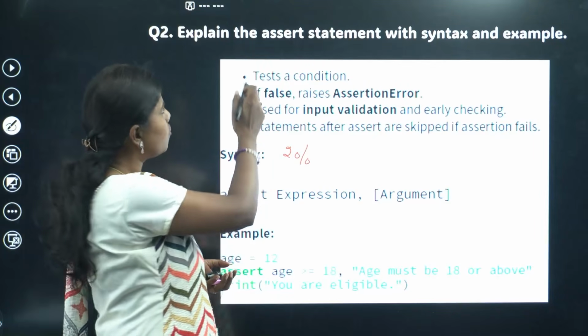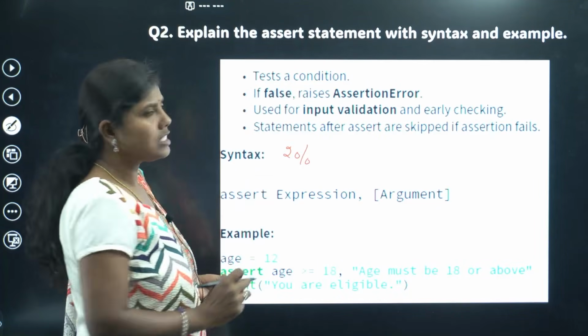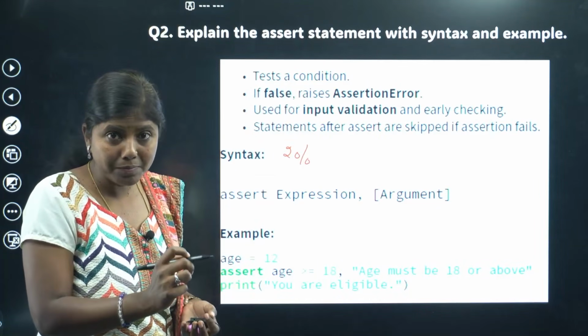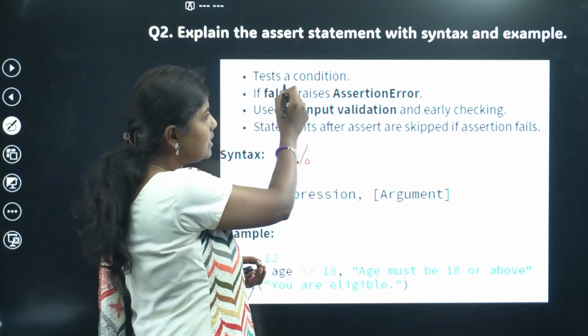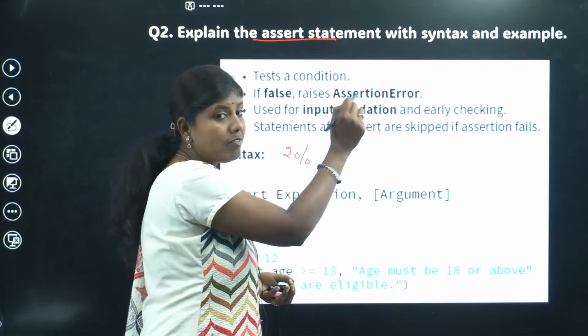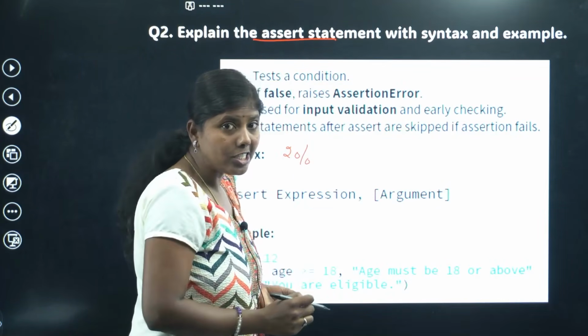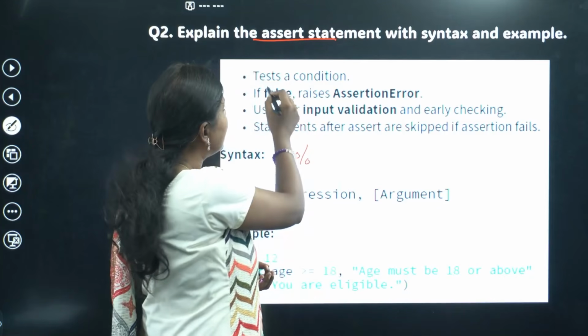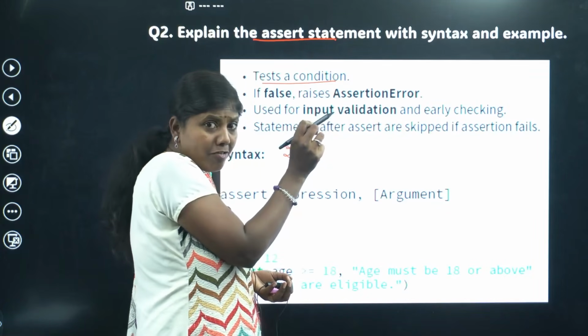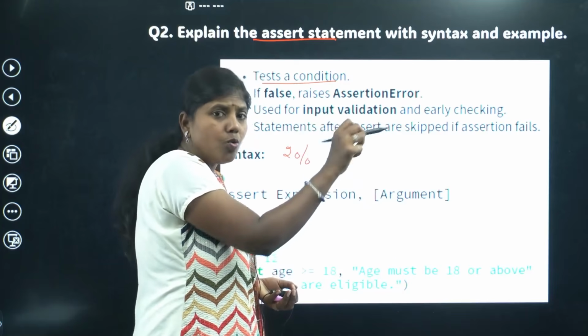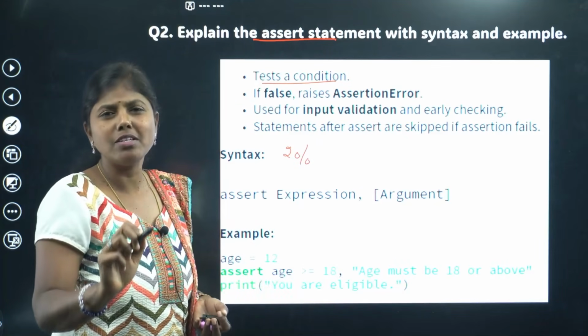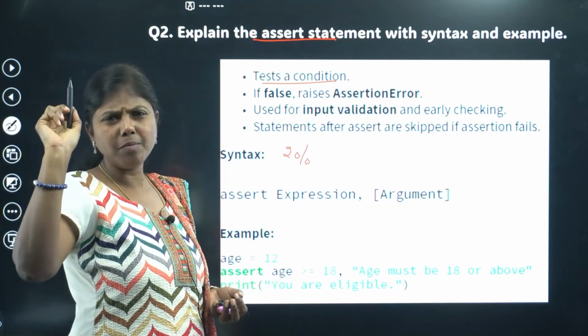So the question is on assert here. Explain the assert statement with syntax and example. Remember, the assert statement will always check for a condition, tests the condition. If that condition fails, only then the assertion error will be raised.